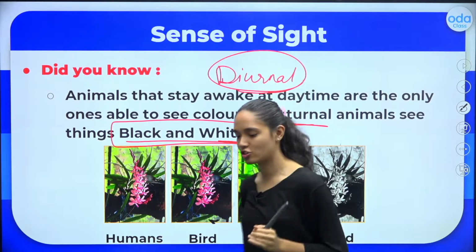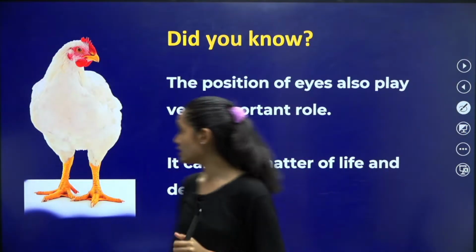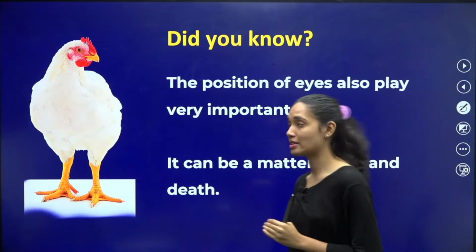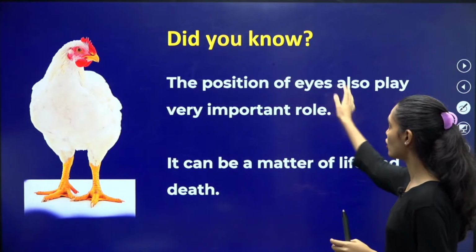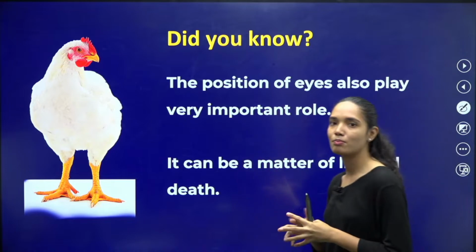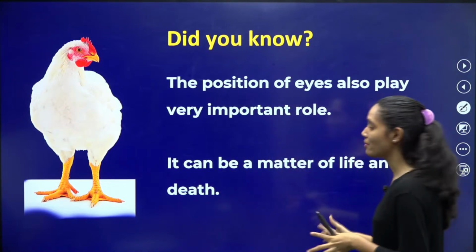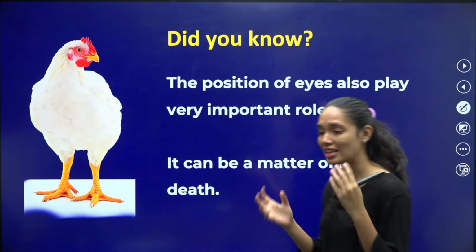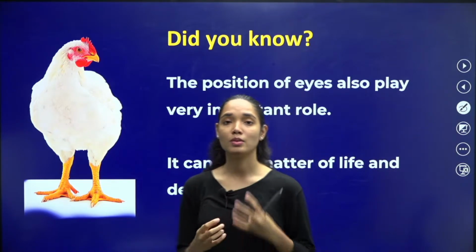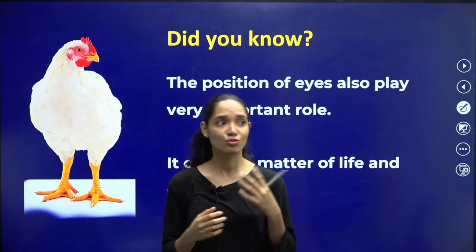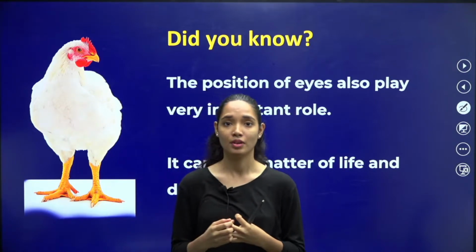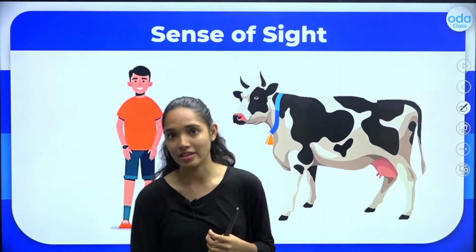Okay, no color picture. So students, I have one more amazing fact here. The position of eyes also plays a very important role, especially in case of animals, students. It can be a matter of life and death to them. So these eyes help the animals for different things, to find food, to hunt, and for many other reasons.